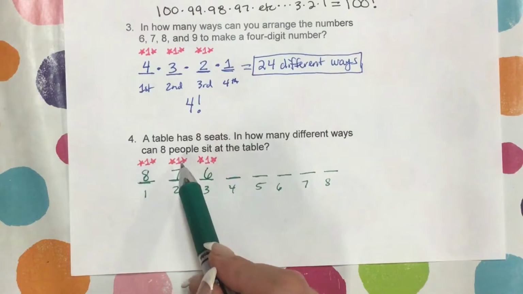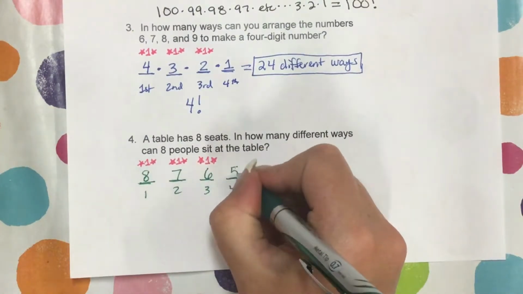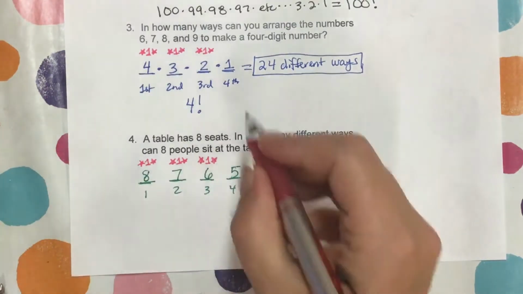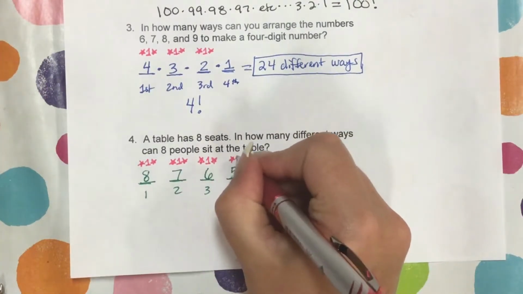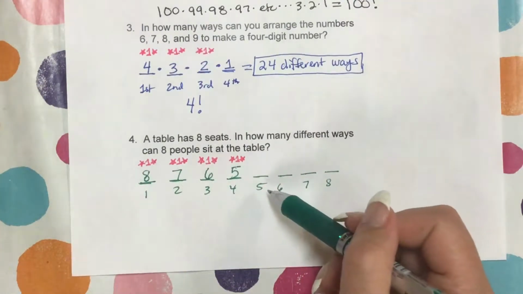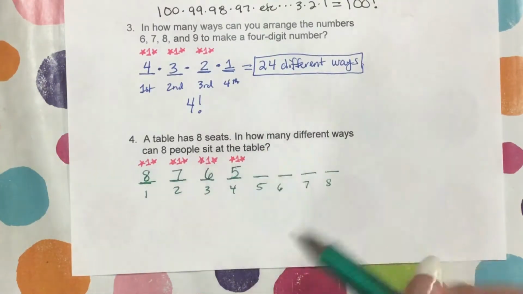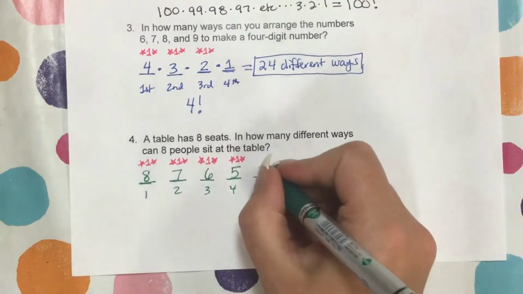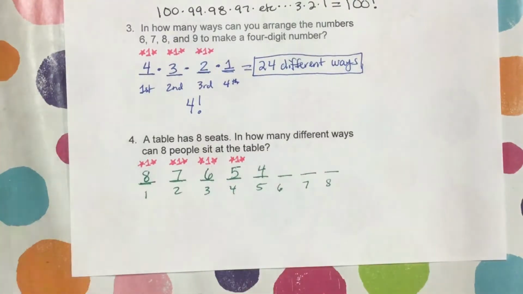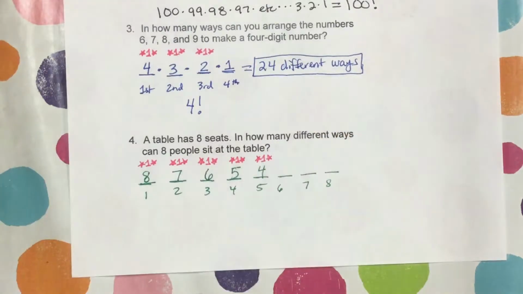There's one person here, one person here, one person there, which means there's only 5 people left to choose from. And now there's a person sitting in this seat. So we go to the fifth seat, and we started with 8, but now there's already 4 people sitting in their seats, so there's only 4 people left to choose from. And now there's a person sitting in this seat.